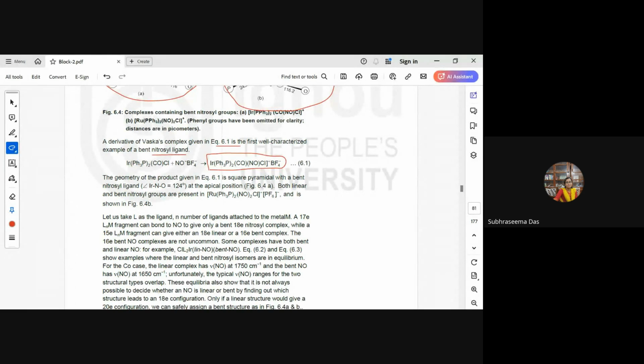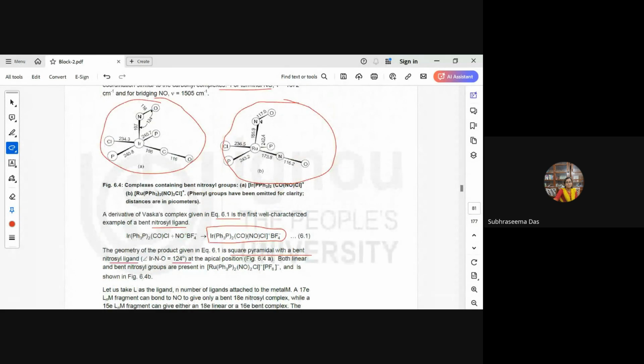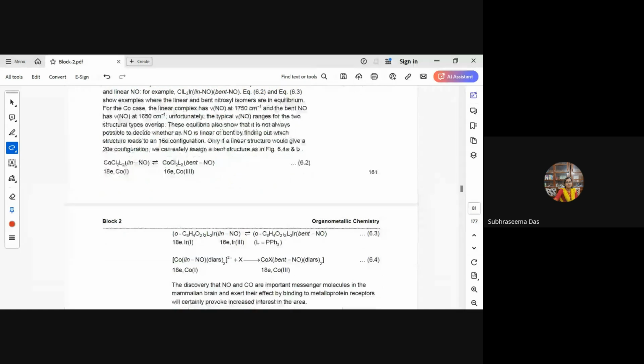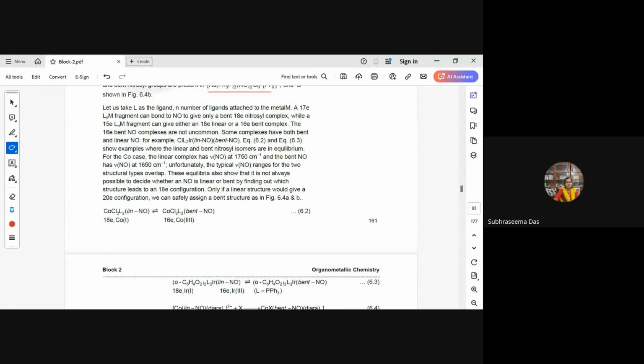In equation 1, this complex is square pyramidal with the bent nitrosyl ligand having a bond angle of 124 degrees, shown in figure 6.4a, and another example of a bent nitrosyl ligand has been shown in figure 6.4b. Now when we consider the number of ligands attached to the metal M, a 17 electron fragment can bond to NO to give a bent 18 electron nitrosyl complex.